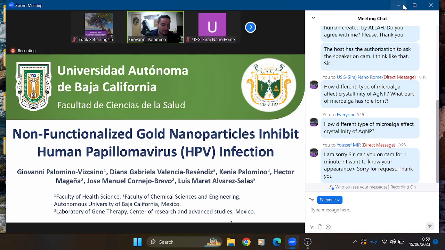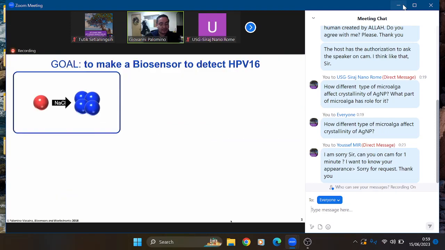The goal of my PhD project was to make a biosensor to detect human papillomavirus 16 using gold nanoparticles, because they have a very interesting characteristic. They aggregate when you increase the amount of salt, changing color from red to blue, allowing us to make optical biosensors.